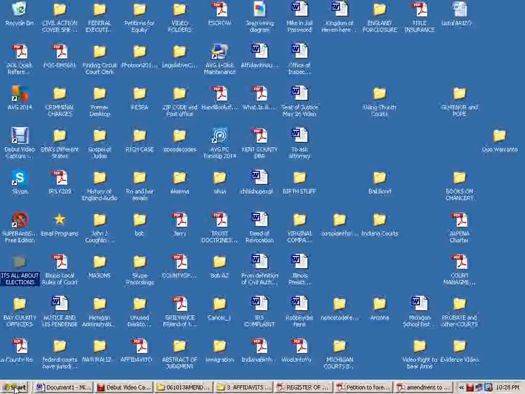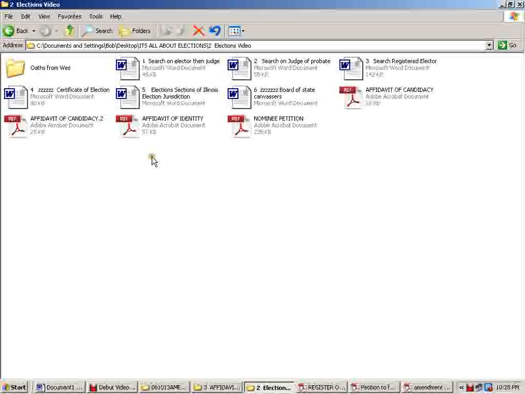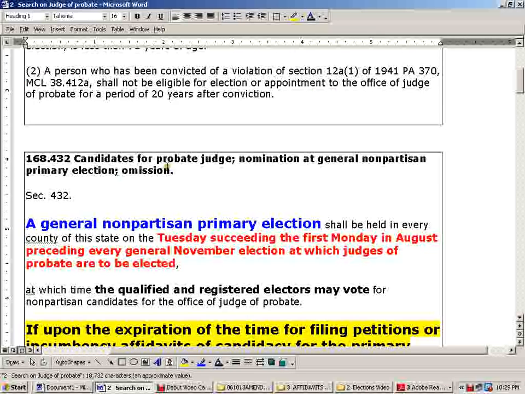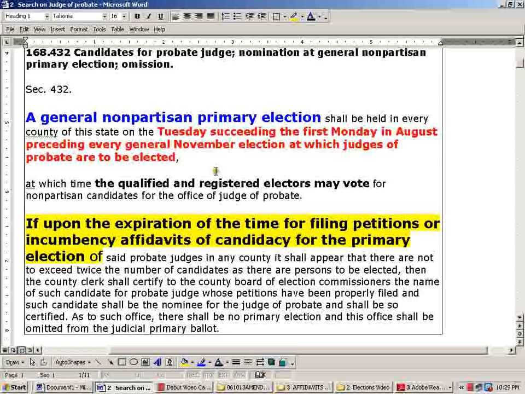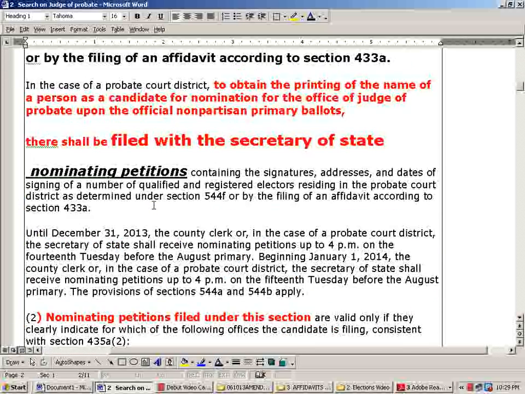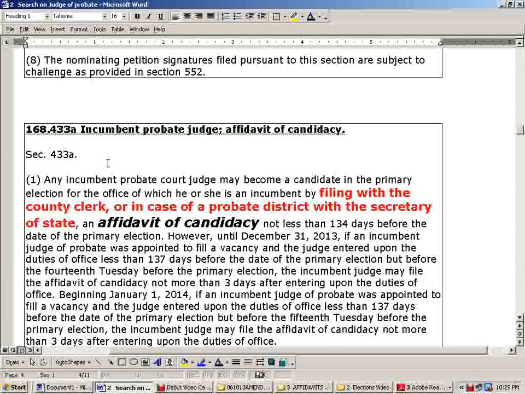And in Michigan, it looks like we're supposed to take this stuff to the probate court, and that's what we're trying right now, is to get it into the probate register. Do I have that on here? I don't think so. Yeah, maybe right here. Judge of probate. They get elected in the general nonpartisan primary election, right? They've got to do a nominating petition. Where's their nominating petition? All these different things. Where's the affidavit of candidacy?